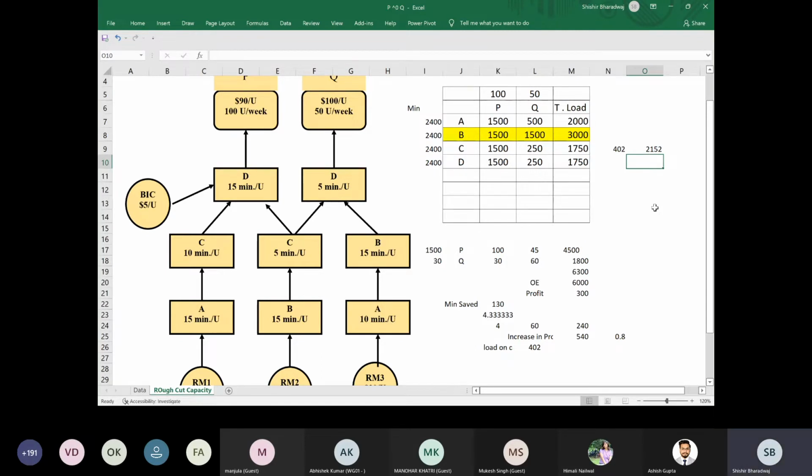There was an 80% increase in profit. The negative impact of this reduction in production time at B was an increase of nearly 3 minutes on C. So with the increase, I'm making now 134 units. So 134 into 3, that is 402 minutes of C would be required extra. Just because there's enough capacity available on C, it did not cause a capacity constraint on it, and hence the throughput could be achieved.